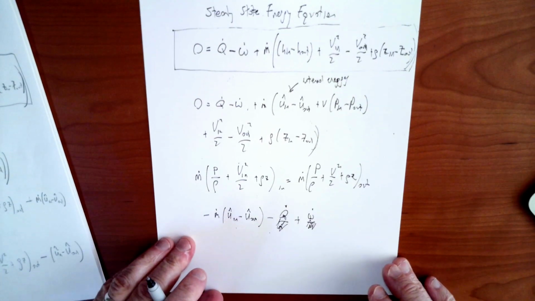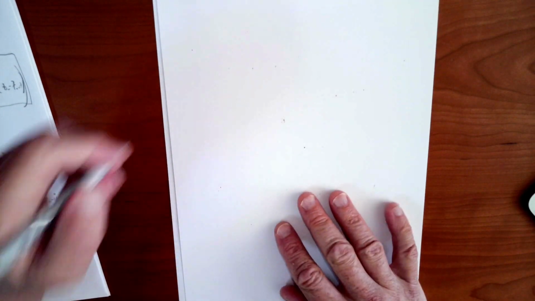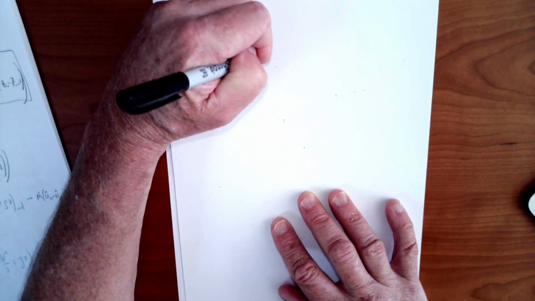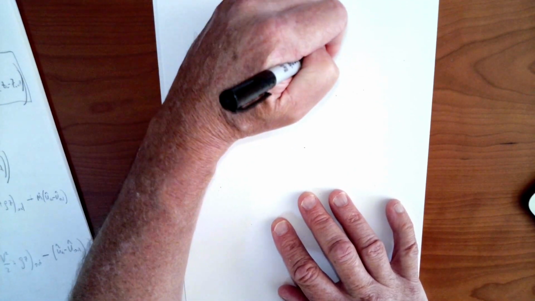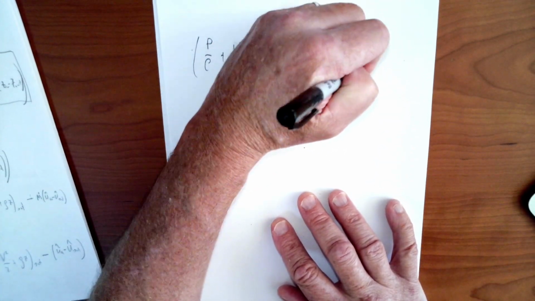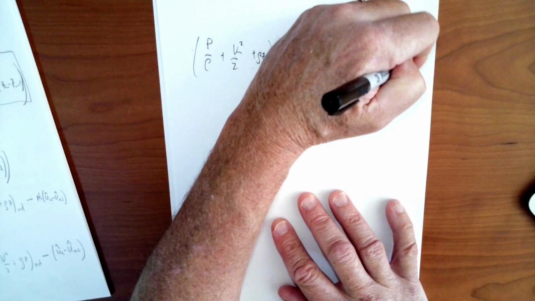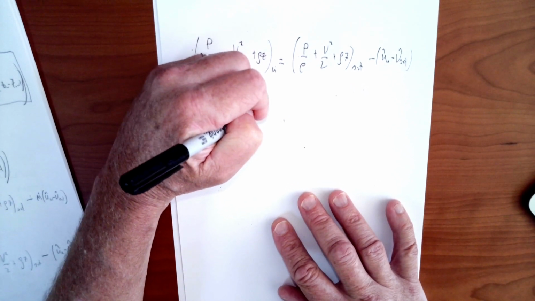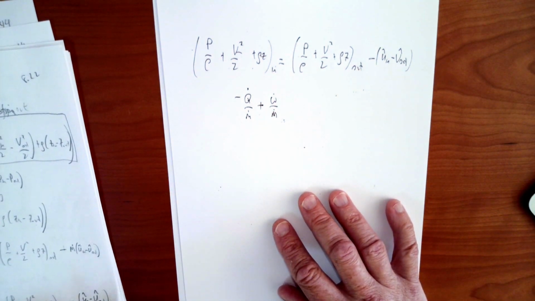Now we're going to divide everything by m dot. So we have just p over rho plus V squared over 2 plus gz all at the inlet equals p over rho plus V squared over 2 plus gz all at the outlet. Then minus u in and minus u out over here, and then minus Q dot over m dot, because we just divided by m dot, and W dot over m dot. So this is a form that's on a per mass basis.